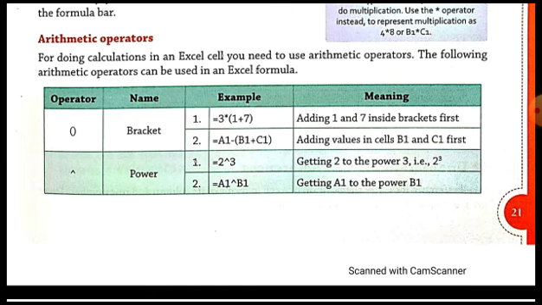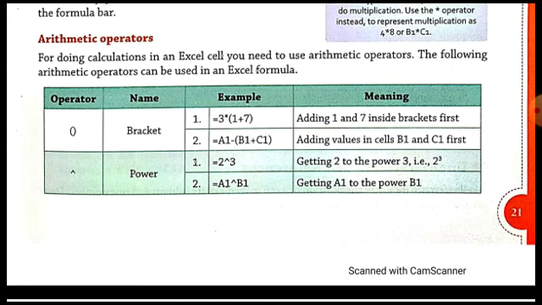Now in the second example, a1 minus the bracket of b1 plus c1. Here what is actually happening? This bracket is containing two cell references. Cell references means cell addresses. So b1 is one cell address and c1 is another cell address. We are using brackets to contain two cell addresses. Why are we using brackets here? Because we want to perform the calculation on these two cell addresses before the other operations. That is why we have put them within brackets.